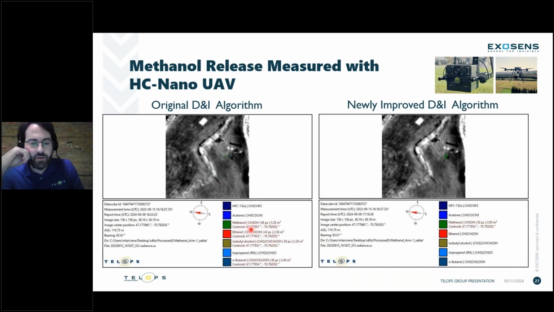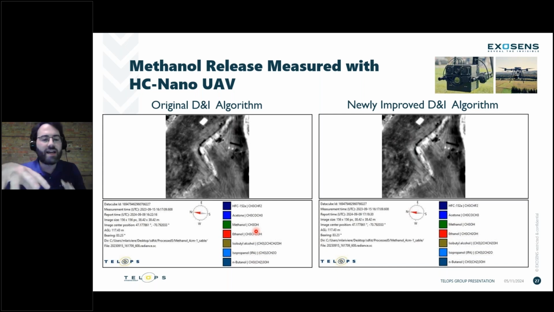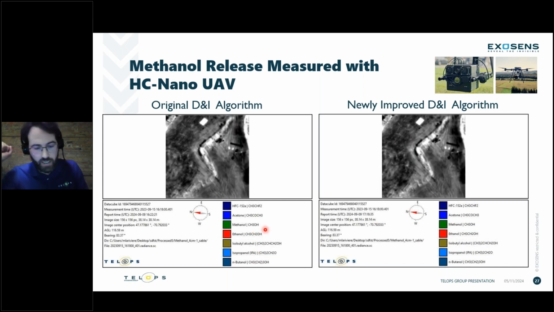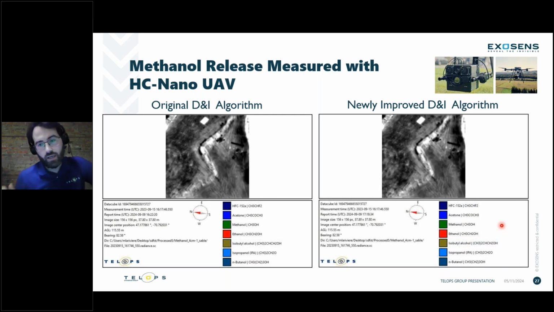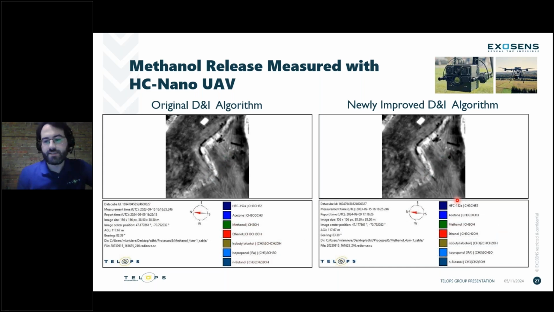With the original algorithm, you can see that when a gas is detected, there's quite a few of them that are flashing, quite a few pixels that are creating false positives in this case. And on the right, when we do have a detection, it is uniquely methanol that is appearing. So we have that great specificity with the new algorithm. And it works just as well with all three systems, so ground, airborne, or nano system.